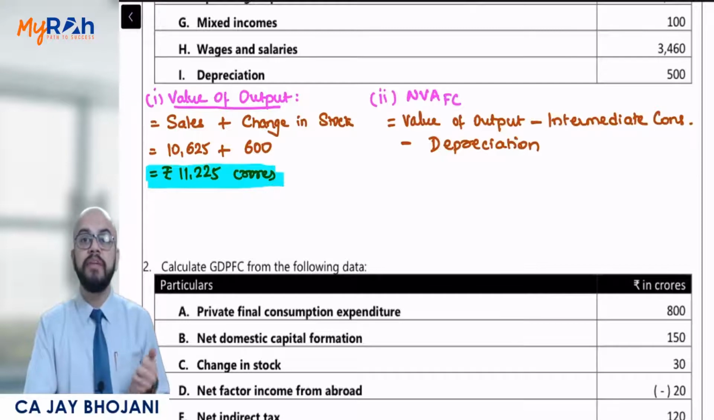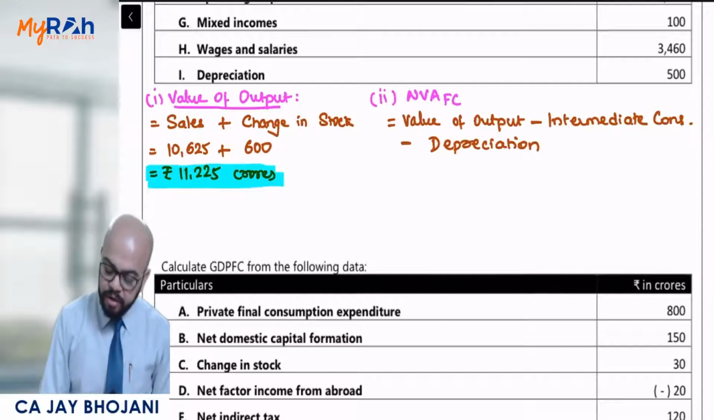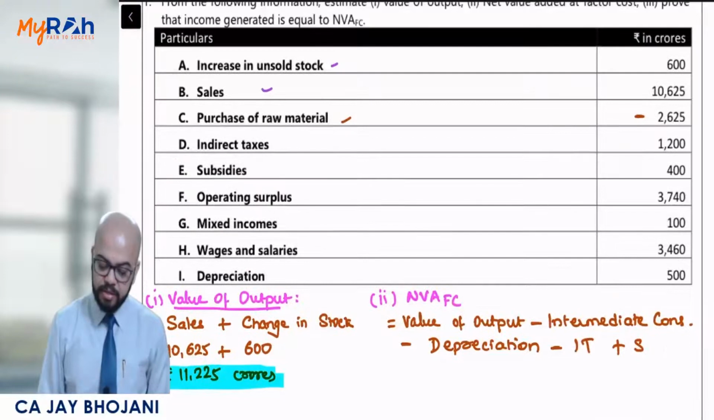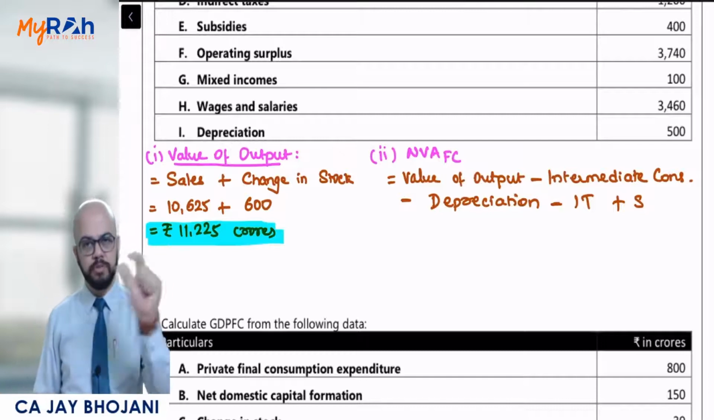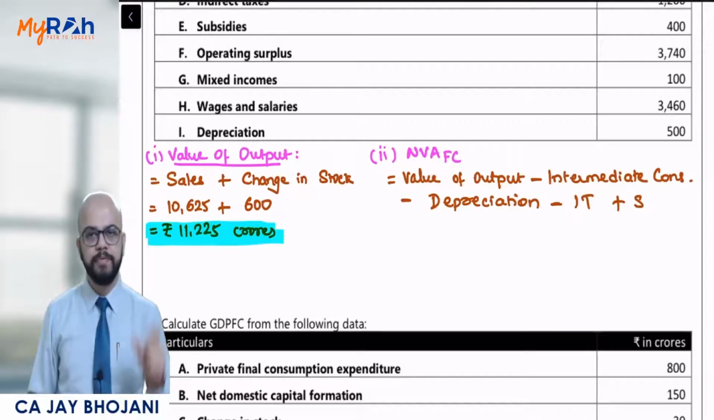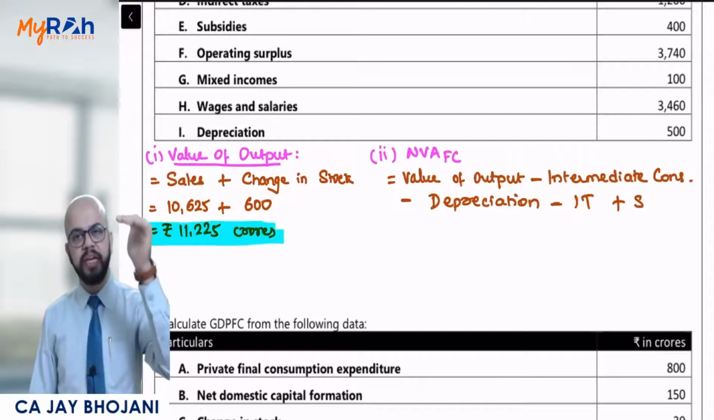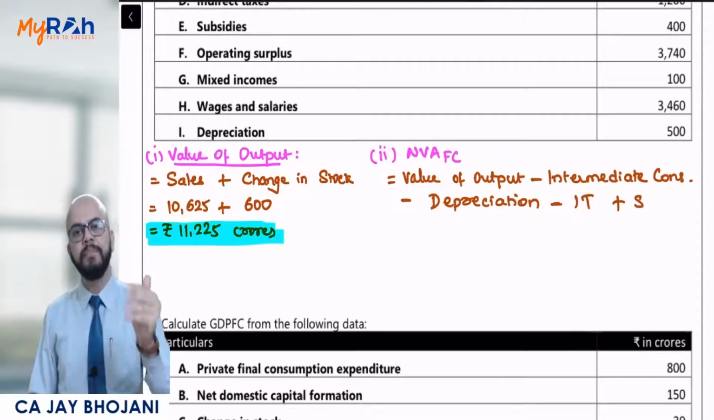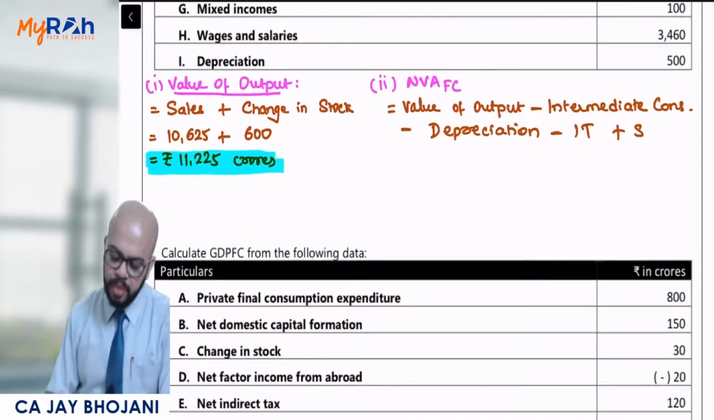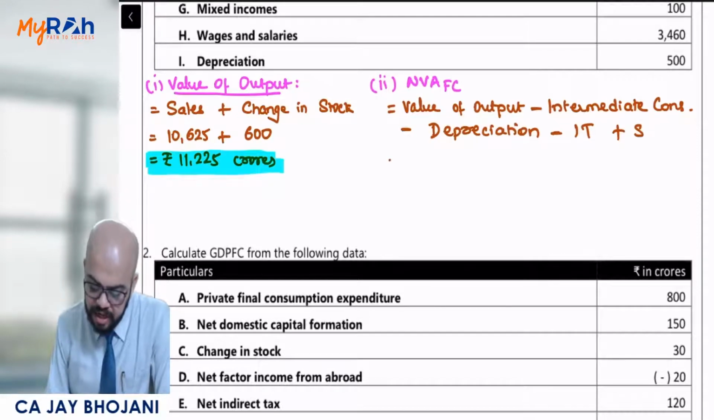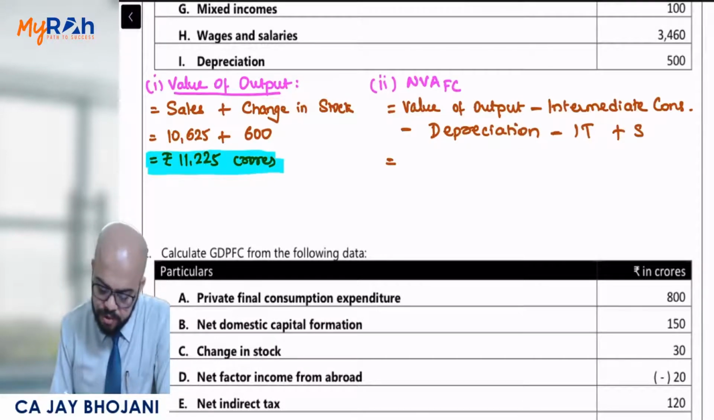But I want to find out NVA factor cost. How do I find out NVA factor cost now? I will have to deduct indirect taxes and add subsidies. If you are not able to understand the entire formula in just one part, you can also divide it. Like first calculate GVAMP, from GVAMP calculate NVAMP, then from NVAMP calculate NVAfc. So you can also do it stepwise, whatever you are comfortable with. So this is the formula now for NVAfc. We just have to put in the values to get our answer.